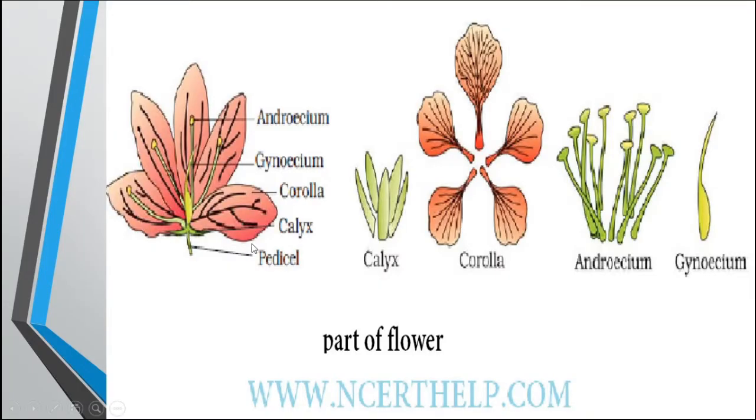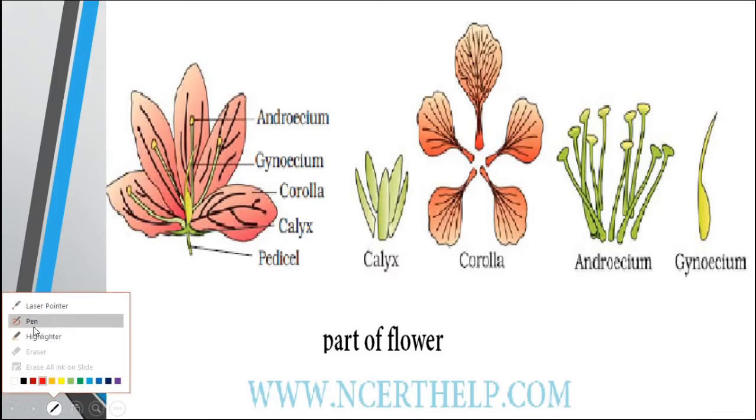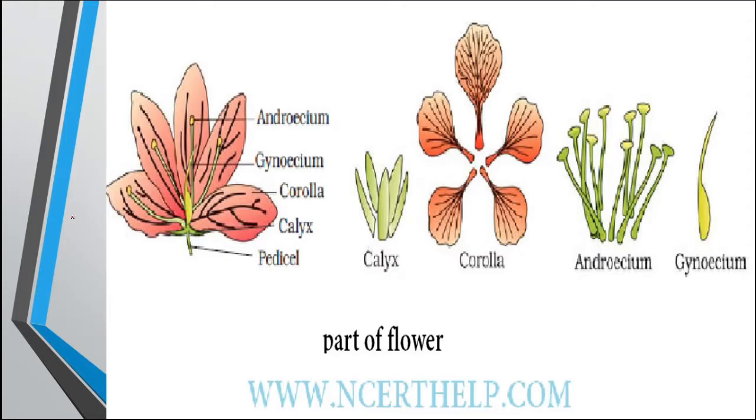Here we can see different parts of the flower, that is, different whorls of the flower. This is the complete flower with all the four whorls. This is the pedicel. Now here is the calyx, the green leafy structure, the outermost whorl of the flower, which also protects the flower in the bud condition. These are the calyx, also known as sepals.